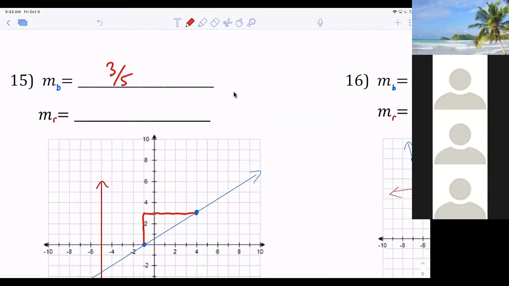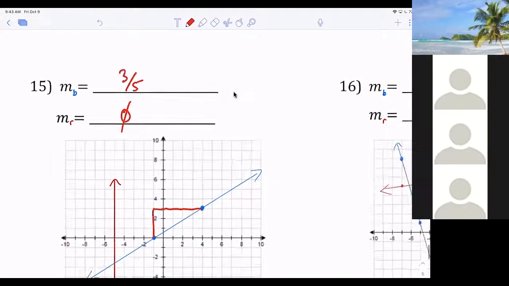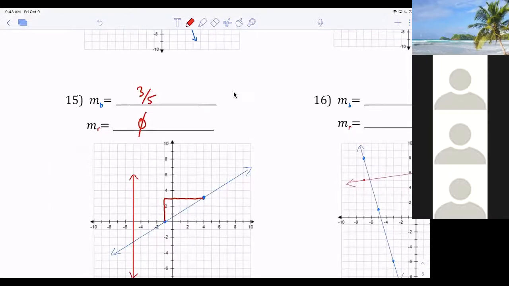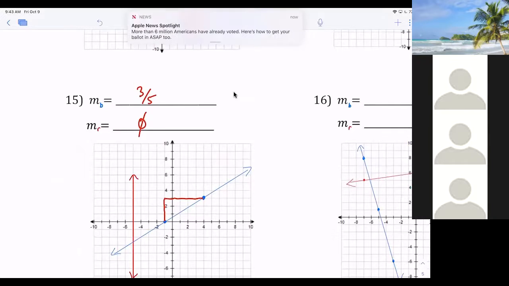The slope of the red is undefined. Slope of the red is undefined because it's a vertical line. All vertical lines have a slope that's undefined. You can't ski down that mountain, no matter how hard you try.